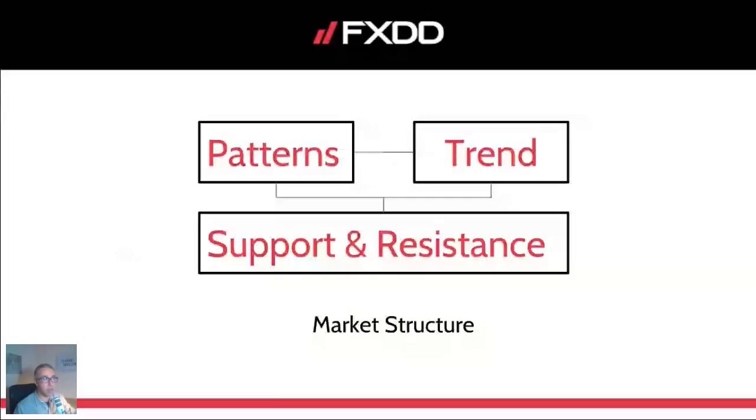Market structure is basically analysis of charts. And how do you analyze charts? There are multiple ways, but I like to use this triangle. This is what we explained in the previous parts. Once again, it's about patterns, chart patterns, candlestick patterns. It's about trend, range, impulse correction, and support or resistance.